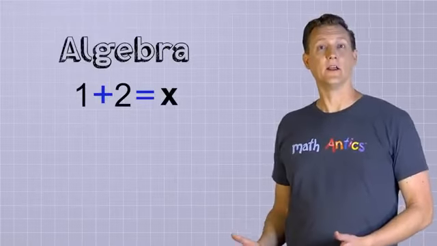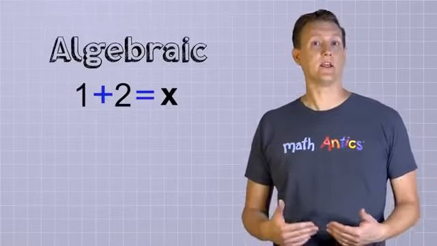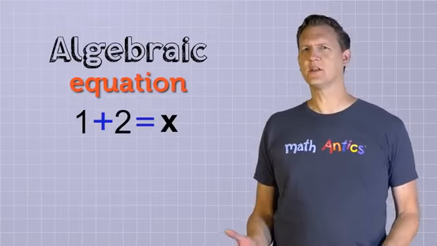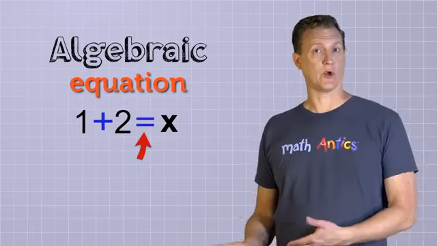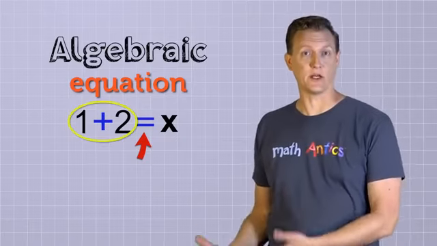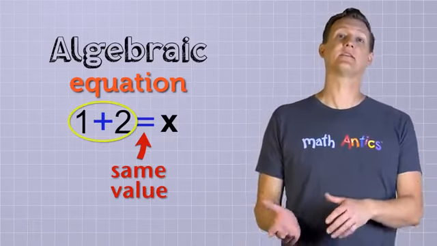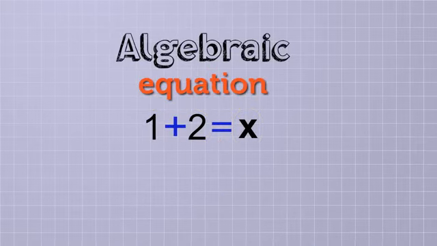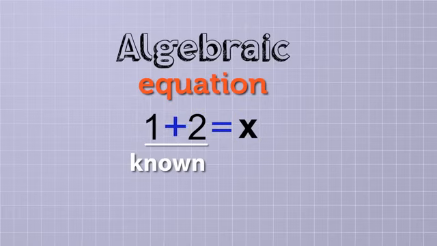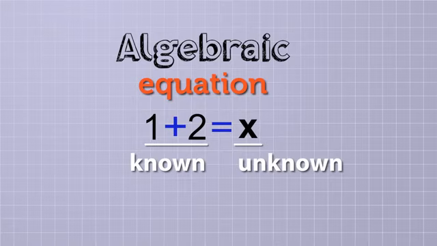What we have here is a very basic algebraic equation. An equation is just a mathematical statement that two things are equal. An equation says the things on this side of the equal sign have the same value as the things on the other side of the equal sign. In this case, our equation's telling us that the known values on this side, 1 plus 2, are equal to what's on the other side, which happens to be the unknown value that we're calling x.